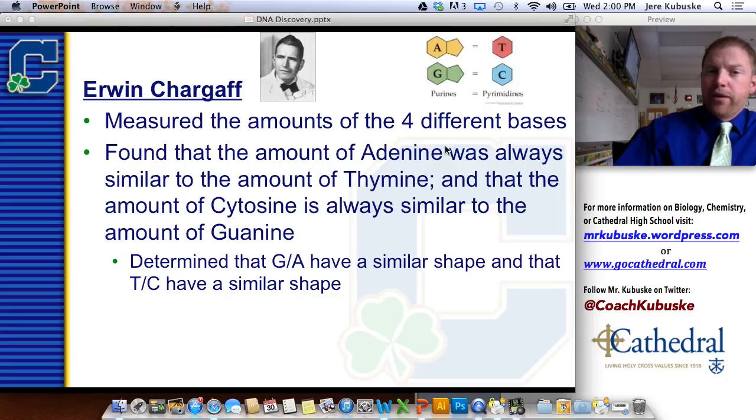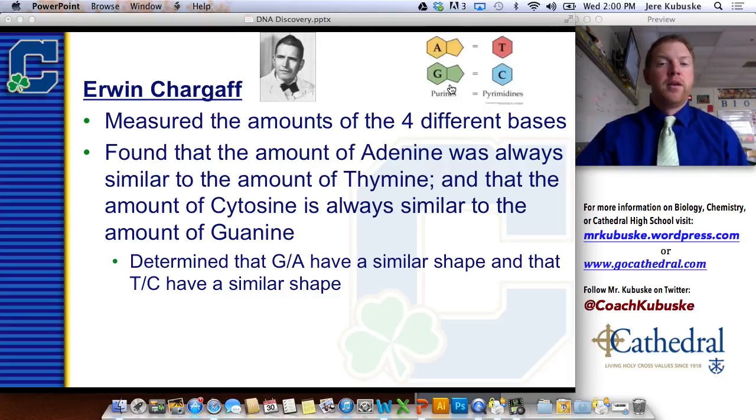The second thing that we were able to figure out from this is that G and A have similar shapes. They're larger than T and C, so we call them purines. Purines have double rings, and an easy way to remember which 2 of the 4 are purines is the phrase grapes are pure. G and A are purines.